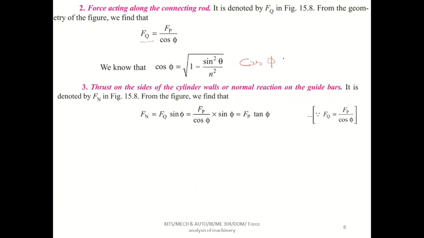We will get the cos phi value, some value between 0 to 1, like 0.8 or 0.4 or 0.6. If you put cos inverse of the particular value in your calculator, you will get the phi value, 30 degree, 40 degree, or 50 degree, something else. So after getting cos phi, we have to substitute the value in the formula. If you substitute the value, you will get the force acting on the connecting rod.